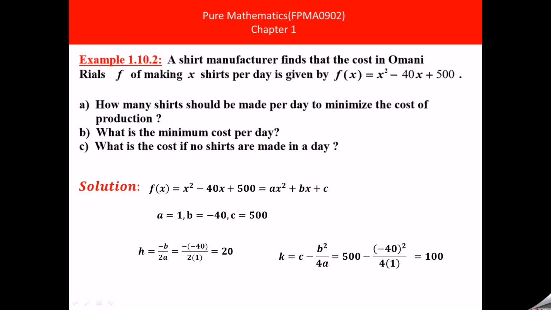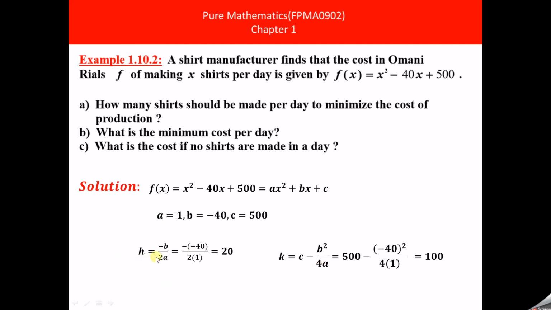First, write the vertex. To find the vertex, write the given equation, the quadratic function, f(x) is x square minus 40x plus 500 is equal to ax square plus bx plus c. If we compare, a equal to 1, the x square coefficient, b, the x coefficient, is minus 40, and c, the constant, is 500. So once you get a, b, c, you can find the vertex (h, k).